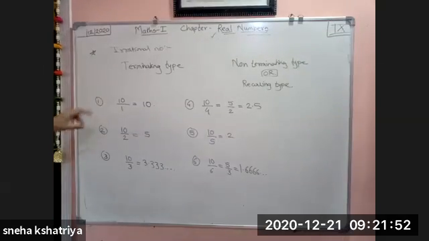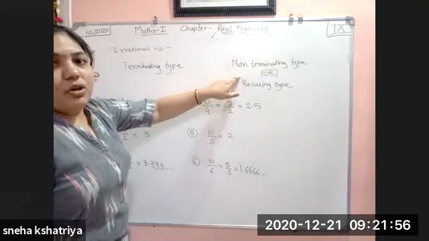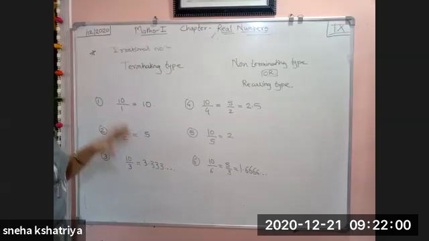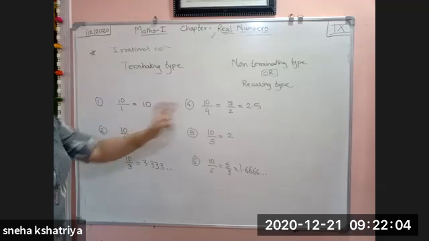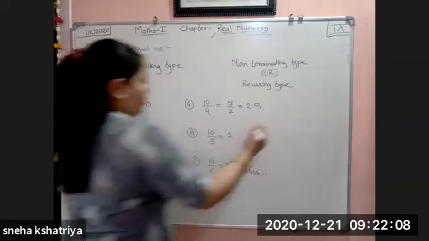Okay, what are we going to learn? We are going to learn terminating type and non-terminating type. To understand these types clearly, I have taken some examples. I am dividing 10 by 1, 2, 3, 4, 5, 6, 7, 8, 9. Okay, I have to take 4 more.